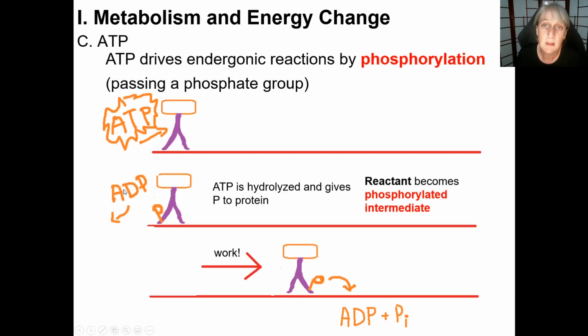The ADP is done. The phosphate falls off, and we go back to the original shape, where it then can take another step. Phosphate on, phosphate falls off. Phosphate on, phosphate falls off. And it walks down your cell, carrying that protein in the vesicle so that you can go through exocytosis at the end.